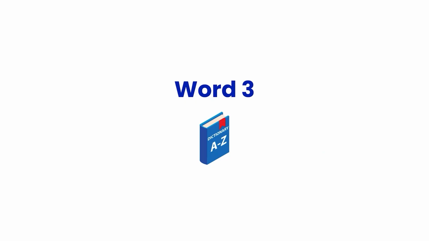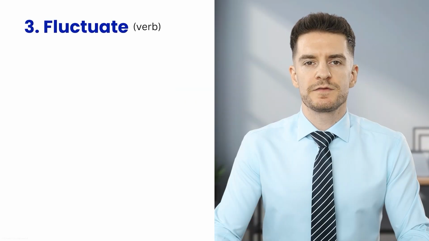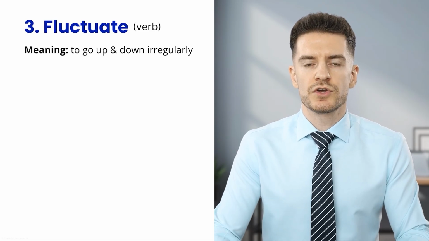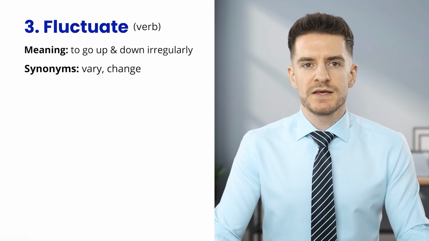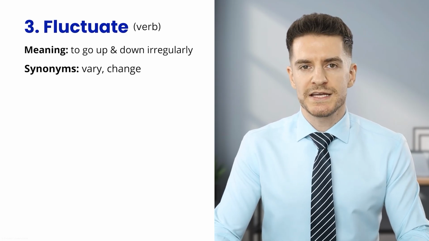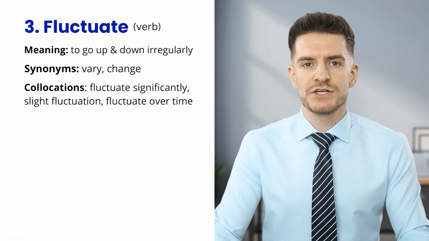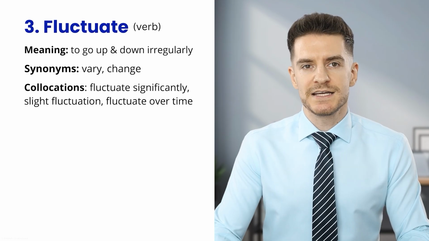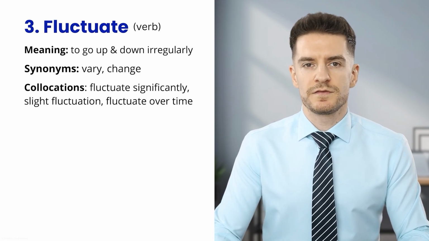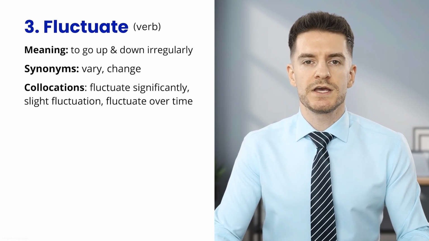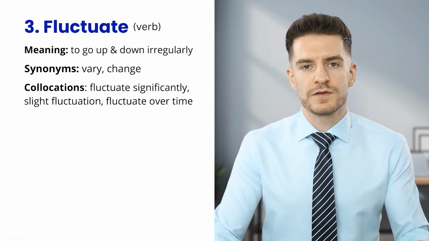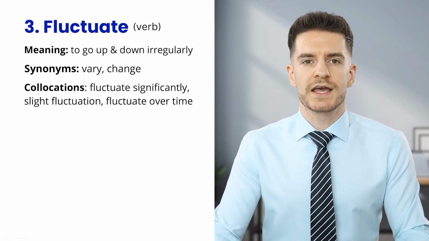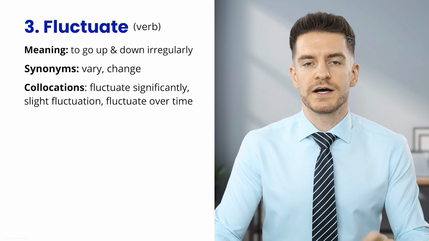Okay, let's have a look at word number 3 now, which is fluctuate. Now, fluctuate is a verb and it means to go up and down irregularly. Here are some synonyms: vary or change. And here are some collocations: fluctuate significantly, slight fluctuation. Note here how we have changed fluctuate as a verb into a noun, fluctuation. And the last collocation is fluctuate over time.